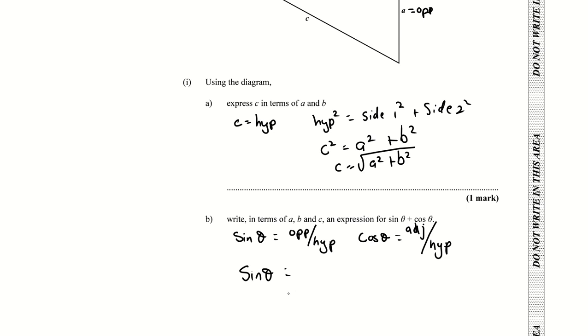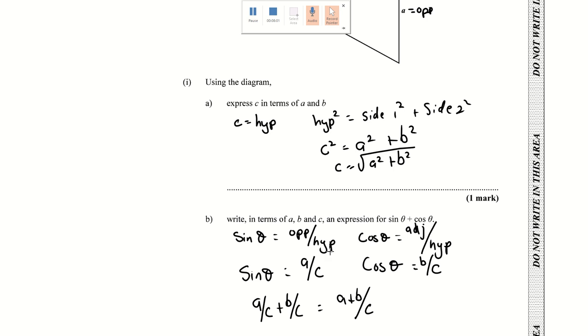So it would be A over C, right? Your opposite over your hypotenuse, and cos theta is going to be adjacent, which is B, over hypotenuse, which is C. So when they say write in terms of A, B, and C the expression for sine theta plus cos theta, it is going to be A over C plus B over C, which is A plus B all over C. And that would be your answer for this question right here. And the only reason I can add these two on top is because the denominators are the same. They're both C. Okay, let's go ahead.